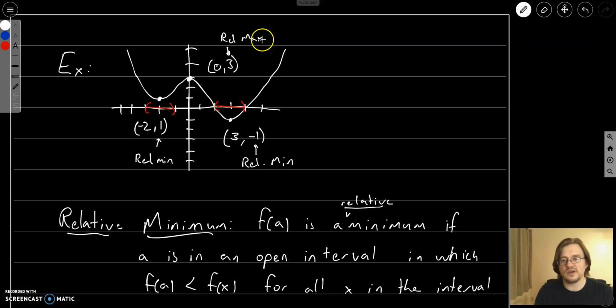And again, why do I call it relative? Well, there are points higher than this. So this is certainly not going to be a global maximum. It's not the maximum of the entire graph, but it is the maximum of this little area here. So this is the highest point in this little region. So this is the relative maximum.